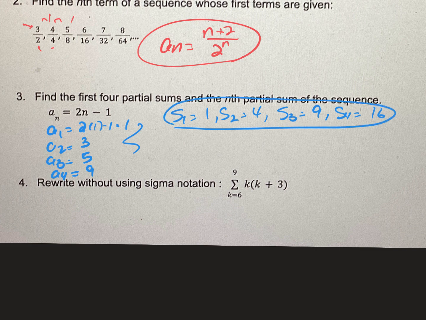Then it says find the nth partial sum. So I'm looking for a pattern. It goes 1, 4, 9, 16. Guys, those are just squares. 1 squared, 2 squared, 3 squared. So let's put n squared. And that's the pattern of the sums, which is what it wants for the nth partial sum.